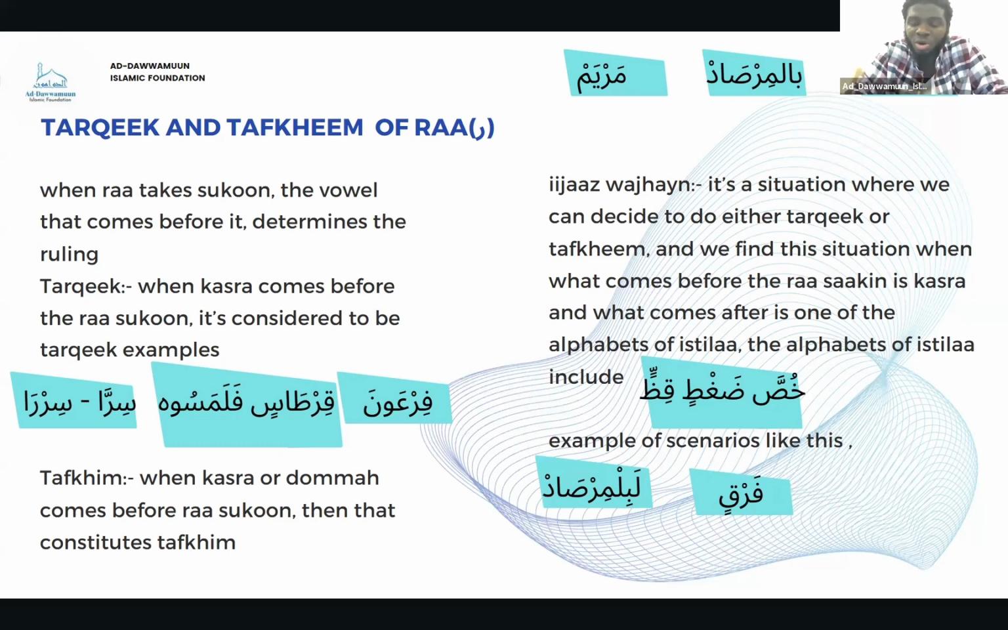So what comes before raw sukun does not really matter. It's what comes after it. So if you have raw sukun, and what comes after raw sukun is what? Any of the alphabets of isti'la: kho, sod, dod, gha, po, kof, and vo. You can either do tarqeeq or tafkheem. So it's called what? Ijaz wajhain.